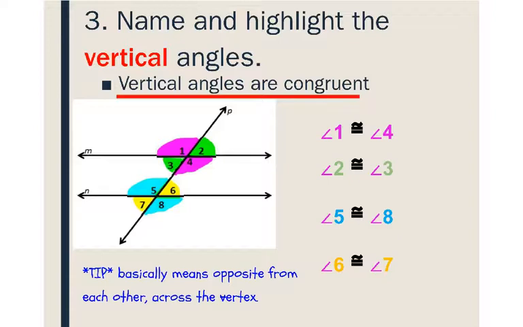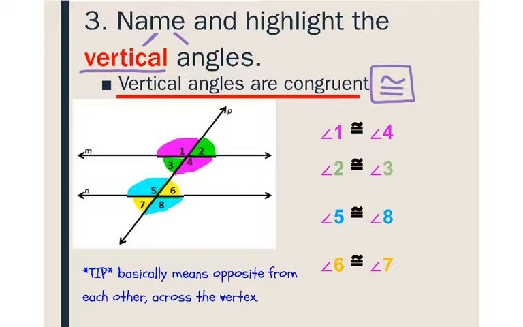The first one that I'm going to talk about is vertical angles. If you think vertical, even if your line is in a different direction, it's a straight line vertical. So vertical angles are congruent. Here is your symbol for congruent. It's a squiggly over an equal sign. That means the same measurement, same size.